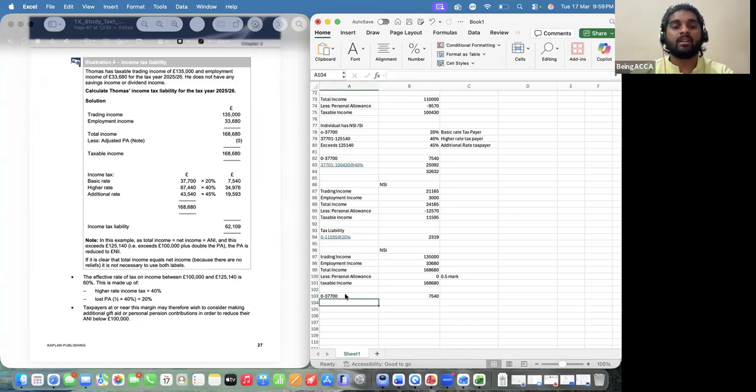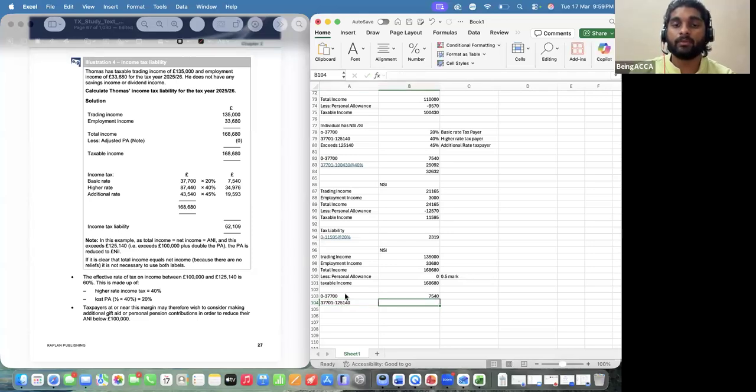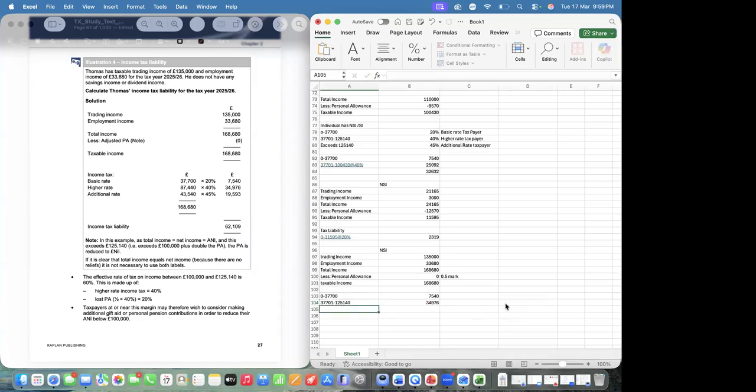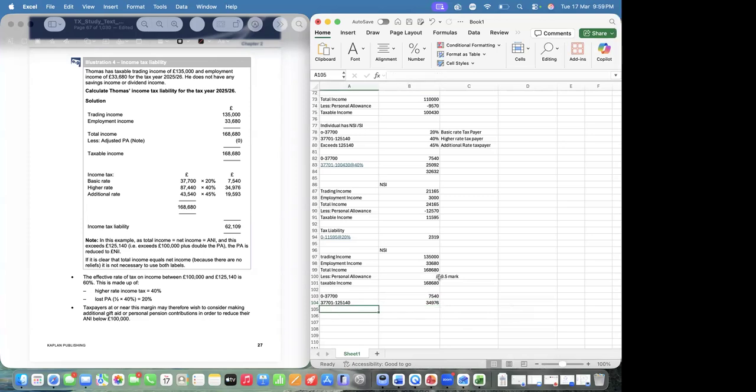Next, we have 37,700 to 125,140, correct? Yes, sir. 37,701 to 125,140. Here, what do we do? It is equal to 125,140 minus 37,700 into 40%. Okay, this is exactly how you should do it. Okay. Yes, sir. You will be getting 34,976. Clear? Yes, sir.